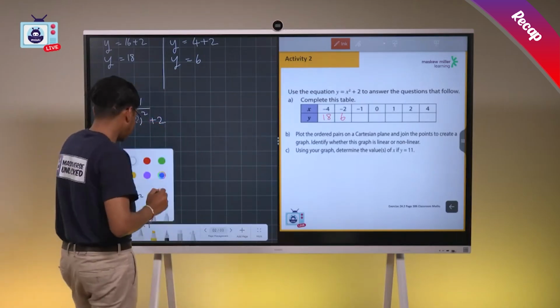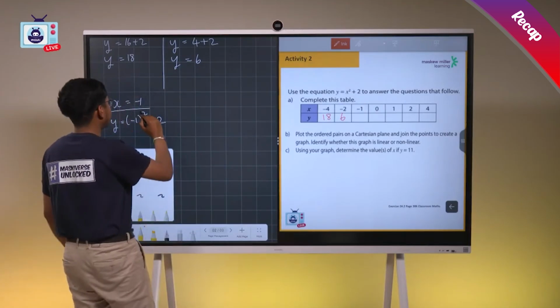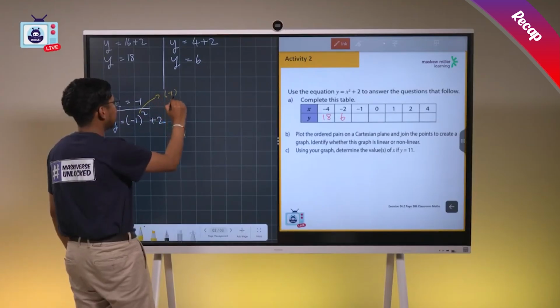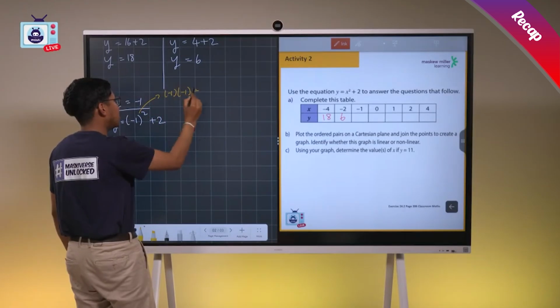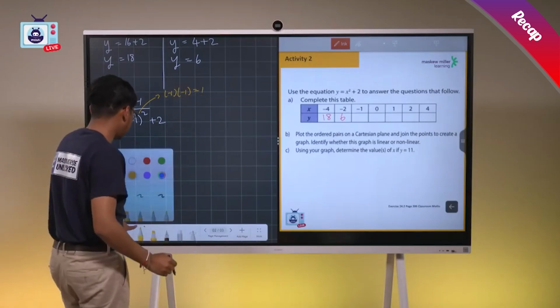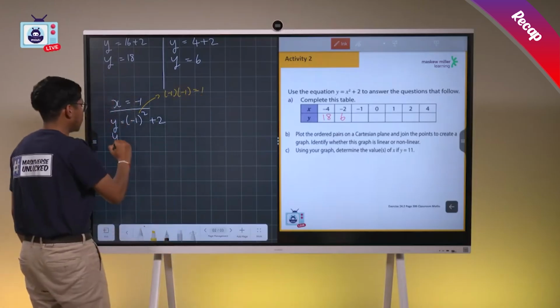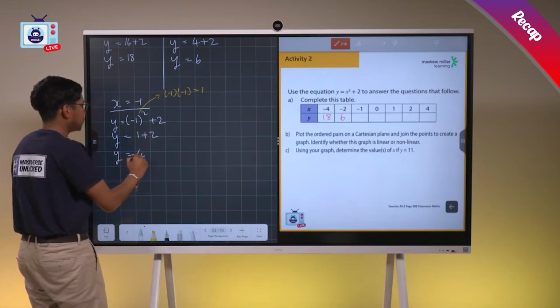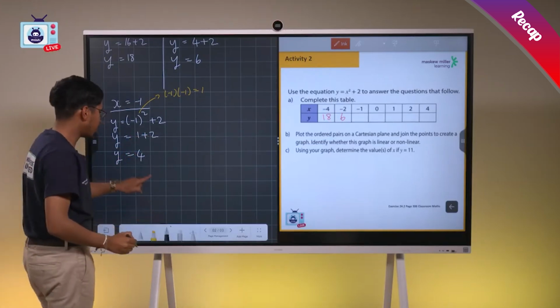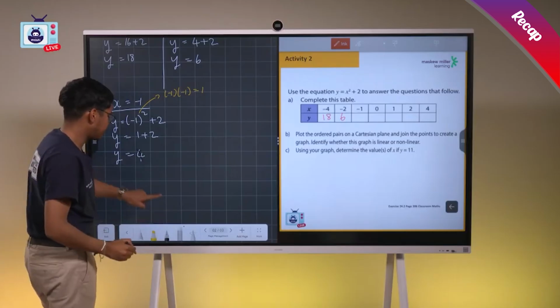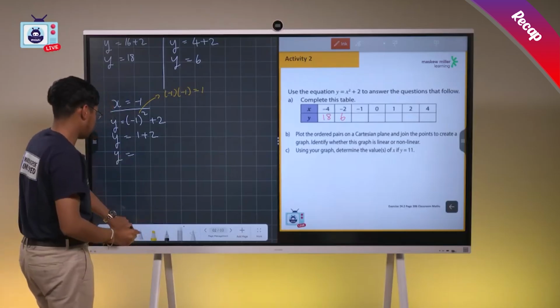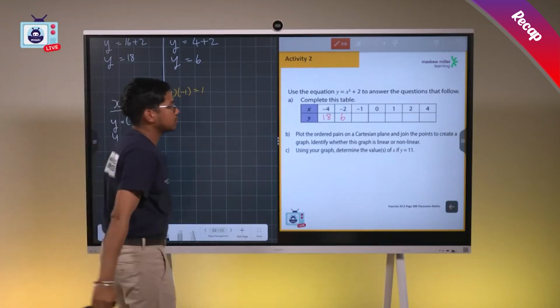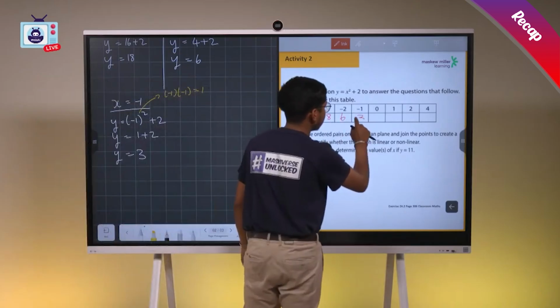Let me use a different color quickly. It means -1 times -1. So a negative and a negative is a positive. 1 times 1 is just 1. So my answer there remains 1. So y is equal to 1 plus 2, and 1 plus 2 is 3. Let's put 3 there. So when x is -1, y is 3.